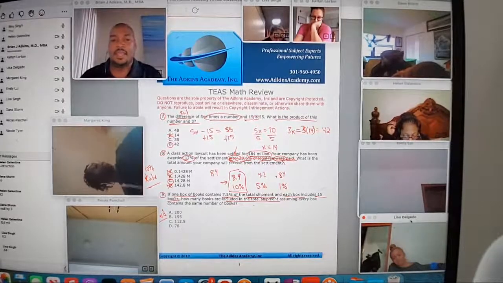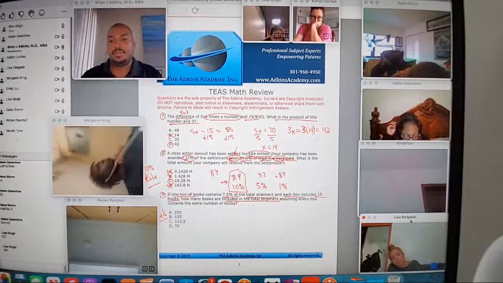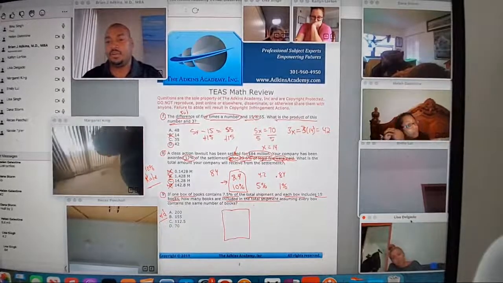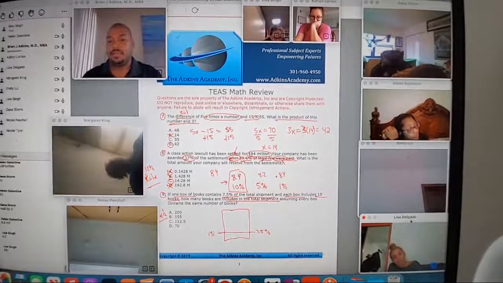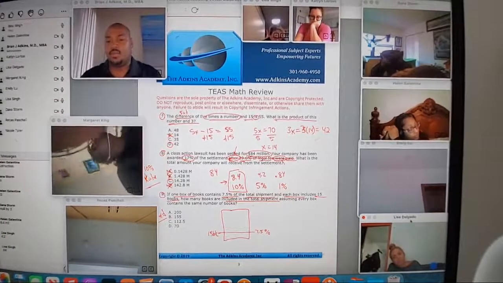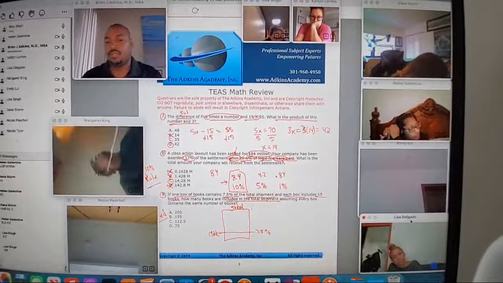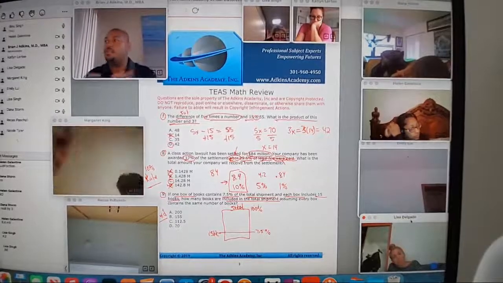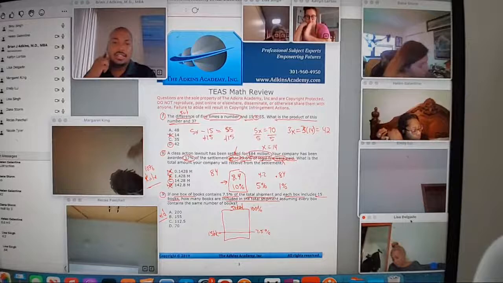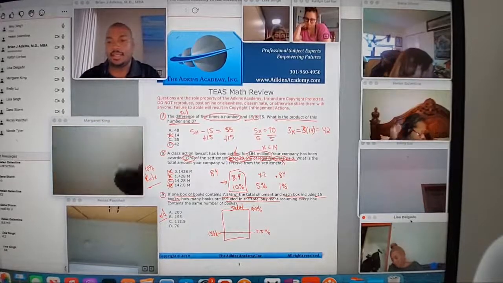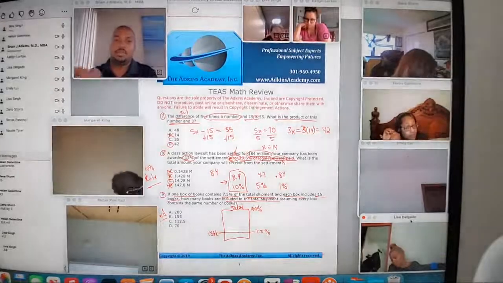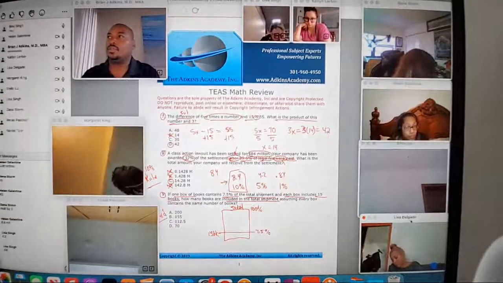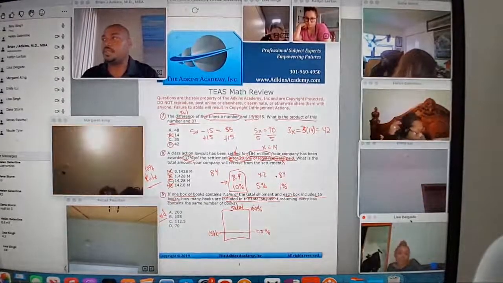Okay. And so if we have a box and we know that 7.5% of the box is 15 books, then what is the total? The total will be 100%, okay? And so with that, what do we need to do to the 7.5% in order to get up to 100%?